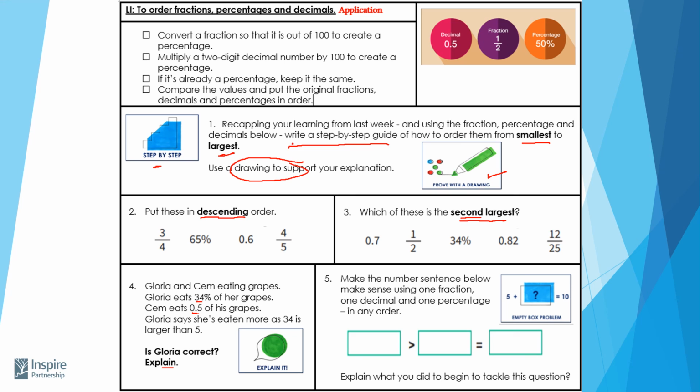And the final one here, number 5, you've got to make a number sentence below using one fraction, one decimal, and one percentage. And you can put them in any order you like. And once you've done that, you need to explain what you did in order to begin tackling this question.